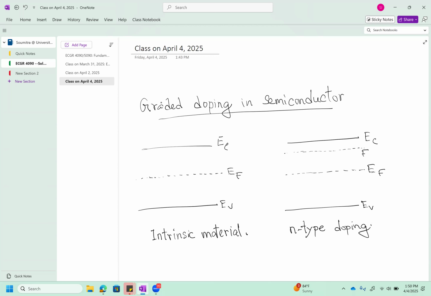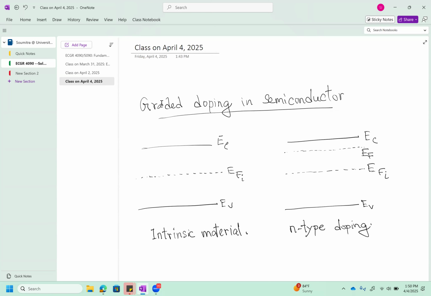band. So now, since I have two levels, I will call one EF and the other one EFI. EFI stands for intrinsic Fermi level. Intrinsic means when you do not dope anything, your Fermi level stays at the center. Once you start to dope it with N-type material, EF will go up. If you dope it with P-type material, EF will go down as close as possible to EV. Okay? So this is what we knew so far.